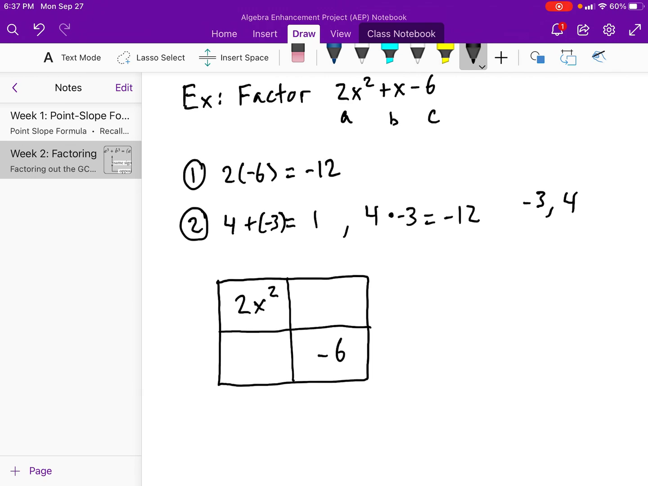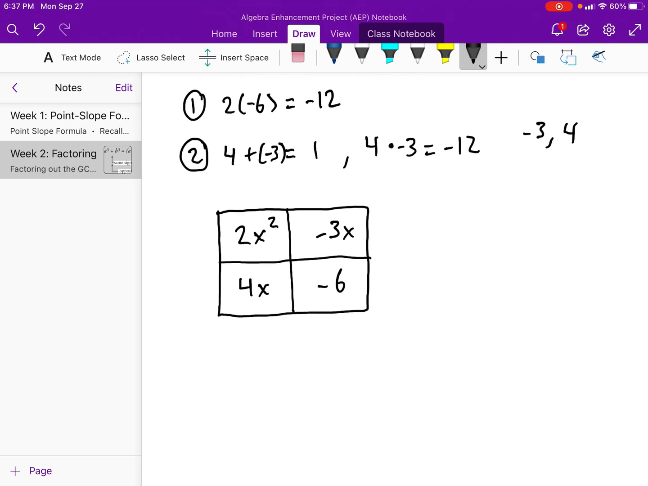And now we're going to split our b into positive 4x and negative 3x. Remember, if we have positive 4x and negative 3x, that's going to give us 1x, which is exactly what our b value is. Now the kicker here is that we can place them wherever we want, and this method will still work. So I'm going to place the 4x over here and the minus 3x up here. And now what we want to do is identify what we can factor from each row and column.